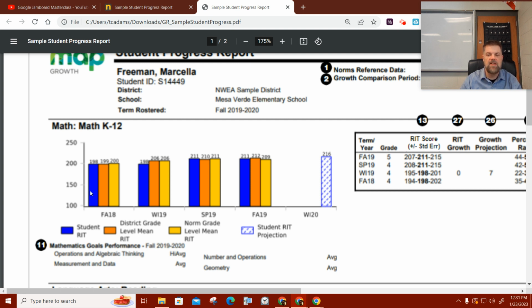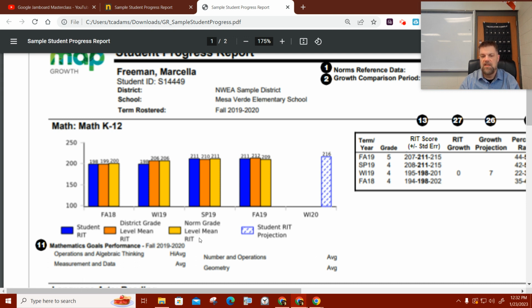So the first column, and you guys probably have black and white copies, the first column is in blue. That's your actual score. Okay. The second column is the district grade or RIT. RIT is like your score. RIT score. You'll hear people say, "What's your RIT score?" Well, it's RIT, RIT. And then the one in yellow is the grade level mean.